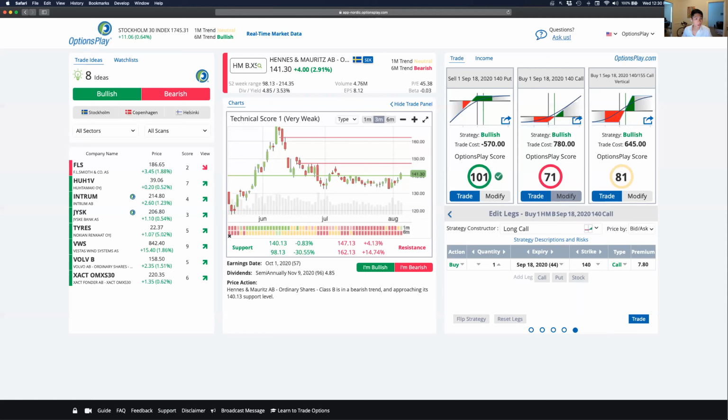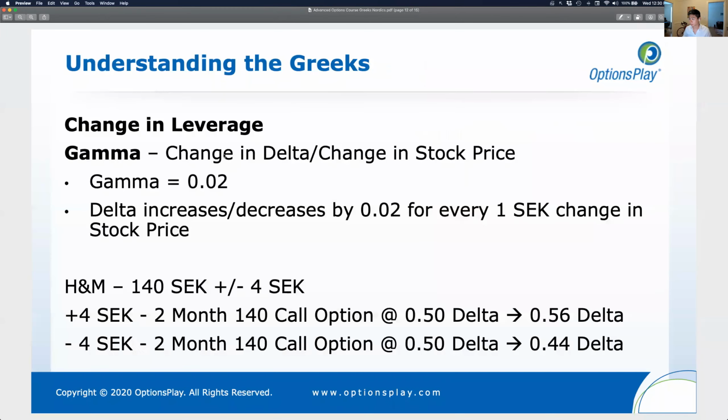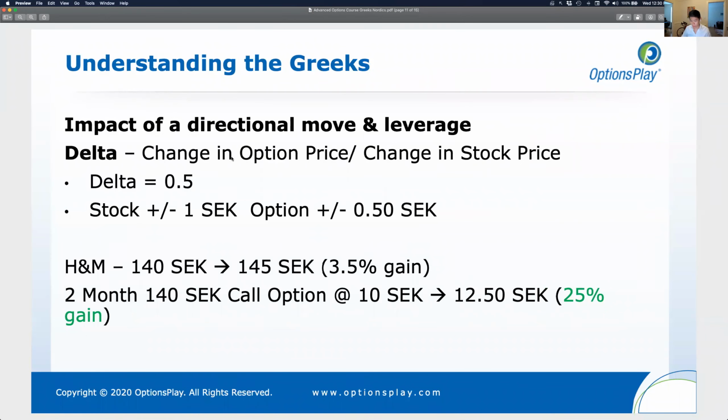Jan is saying, but the curvature of the option price gets steeper, so it should be more than 25%. So you're absolutely right, Jan. In reality, in this example where I said it goes from 10 crowns to 12.5 crowns, as Jan said, exactly, delta actually increases. So it's actually a little bit more than 12.5. It's probably closer to 12.75 because of gamma, because gamma will increase delta.